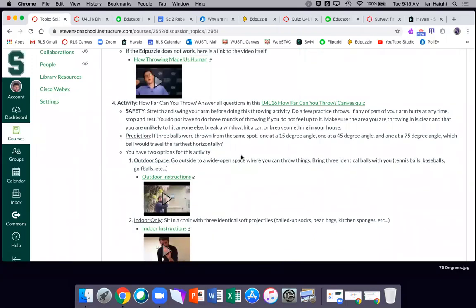Please be safe, right? Do not hurt your arm, your shoulder, anything like that. Make sure you're not going to hit anyone or hit a car if you're outside, or break something inside. But take some time to watch those videos and plan it out.